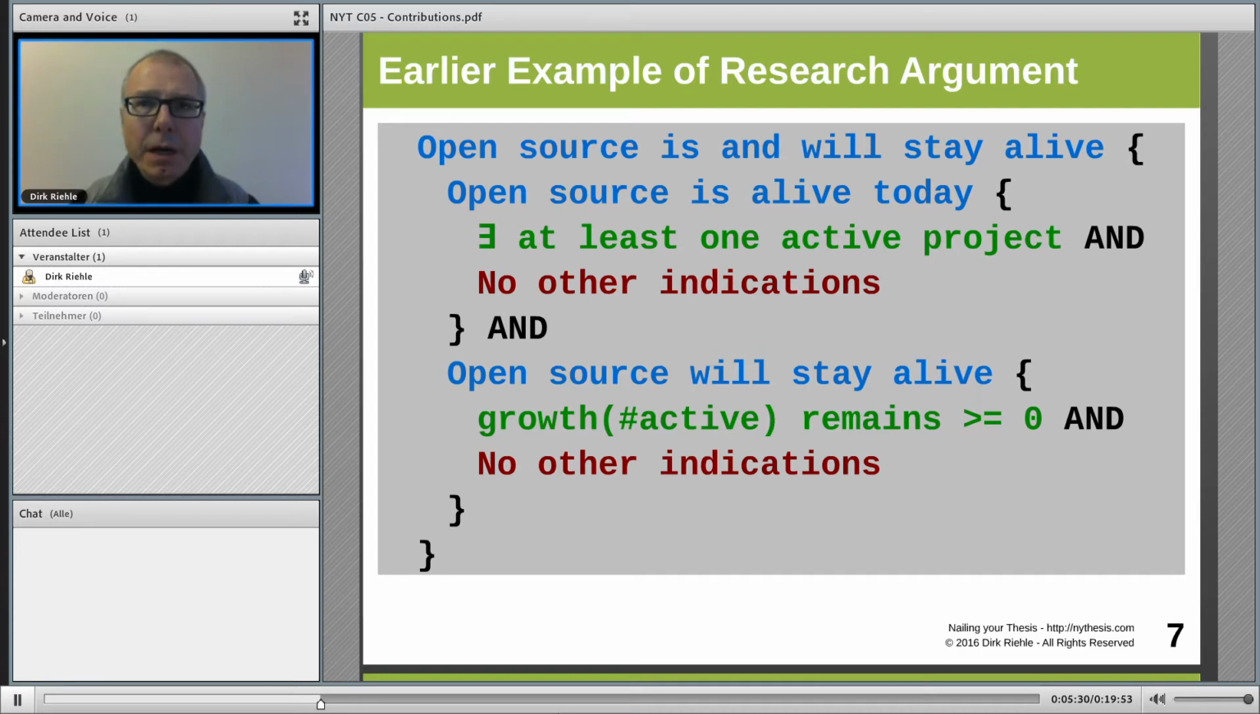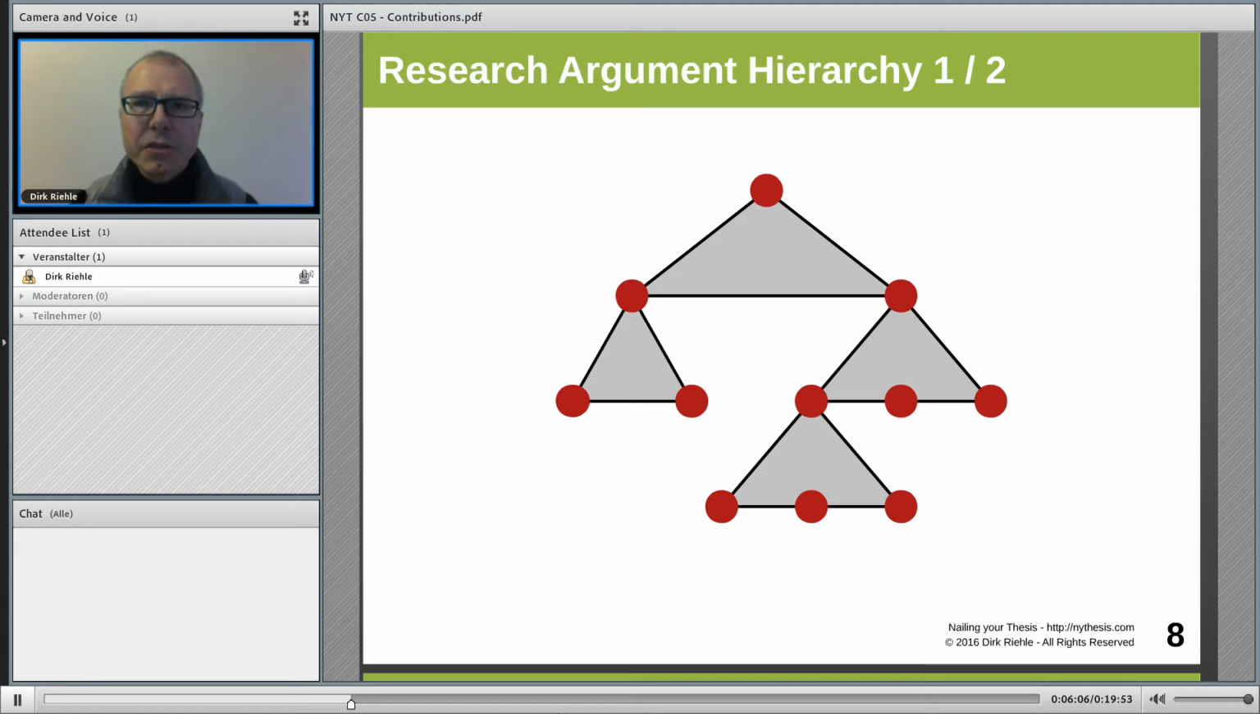We had an example. Actually, it was on the level of a single paper, so we needed a research argument to show that open source is here to stay. And we broke it down into these bits and pieces, actually two pieces, two separate hypotheses, which were open source is alive and open source will stay alive. And so here we have now one general conclusion based on two smaller insights or hypotheses that were validated as part of this research.